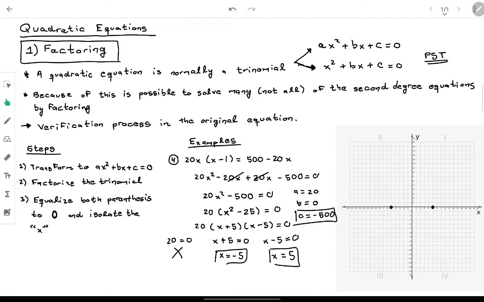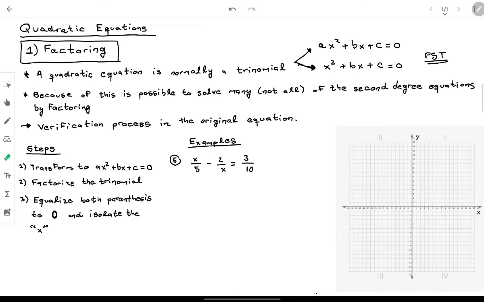And of course, if you want to check or verify these two answers, what can we do? We can put them in the actual original equation, and we will check if the left part equals the right part in order to see if our answers are correct. So let's see one last example of how to solve quadratic equations by factoring.